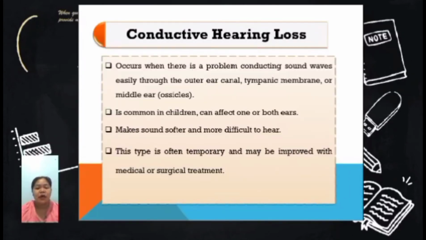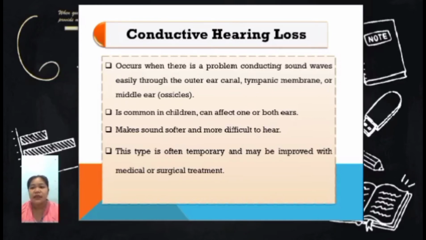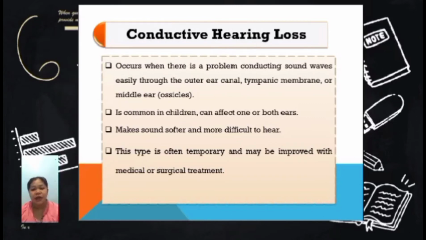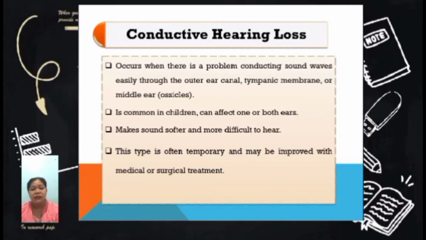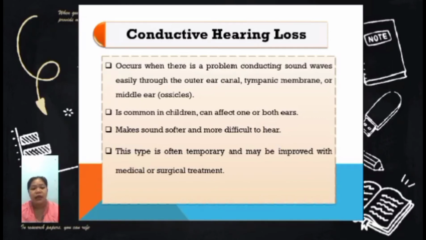Conductive hearing loss is common in children. It can affect one or both ears. It occurs when there is a problem conducting sound waves easily through the outer ear canal, the tympanic membrane, or the middle ear or the ossicles. For someone to hear, sound signals must travel from outside the ear through the ear canal and eardrum into the inner ear. Conductive hearing loss results when sound becomes partially or fully blocked in the outer or the middle ear.